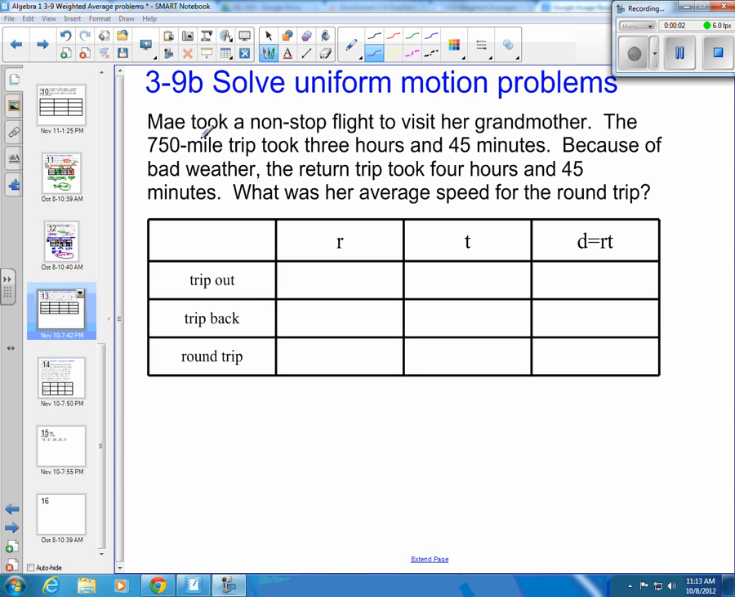Okay, an Algebra 1 problem, Chapter 3, Section 9, Uniform Motion Problems. Again, we're trying to find here an average speed. Let's read through the problem.